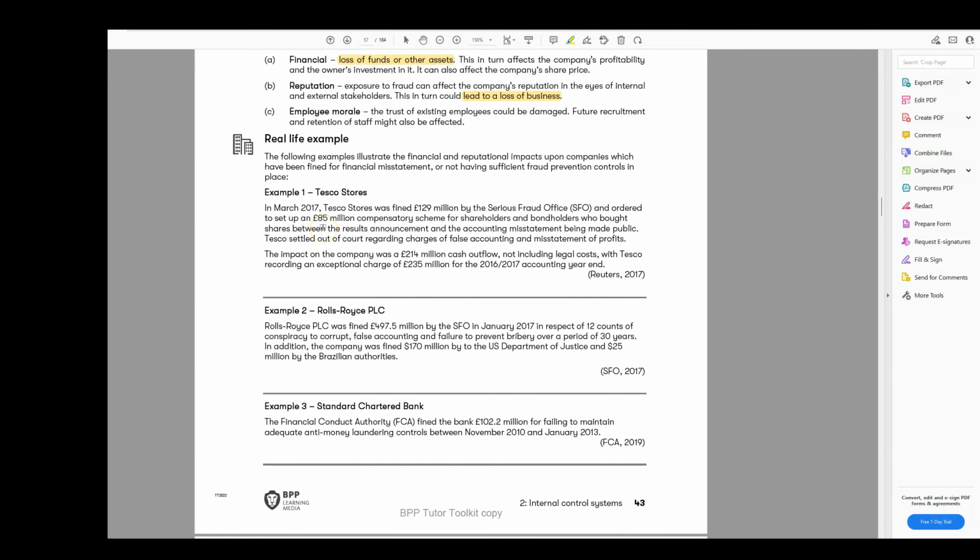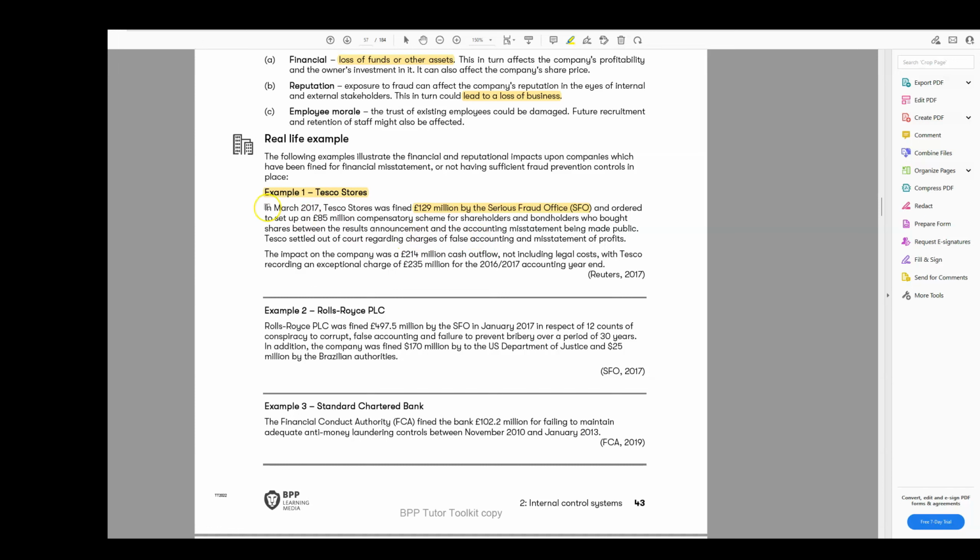Example 1, Tesco store. That's a real life example for the Tesco. So what happened here, in March 2017, Tesco store was fined 129 million by the SFO, that is Serious Fraud Office, and ordered to set up an 85 million compensatory scheme for the shareholder and the bondholder who brought share between the result of announcement and the accounting misstatement being made public.